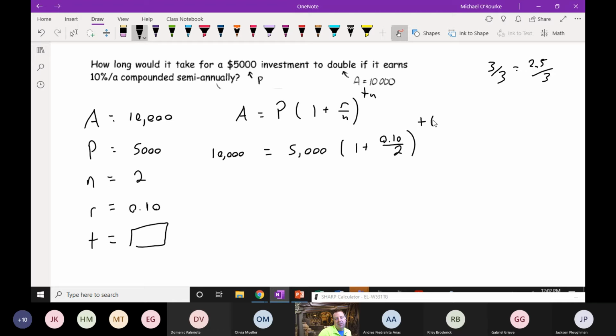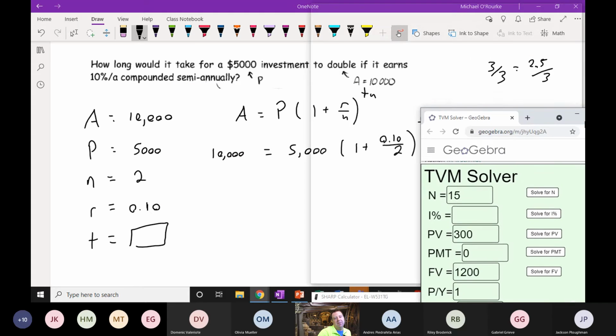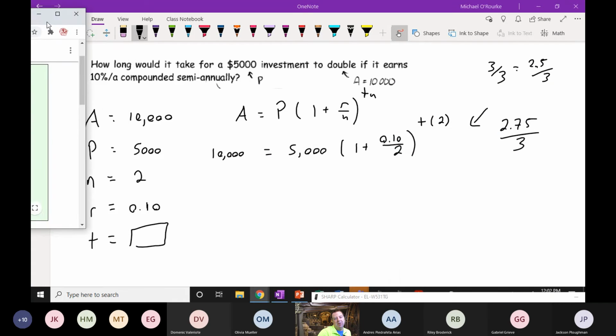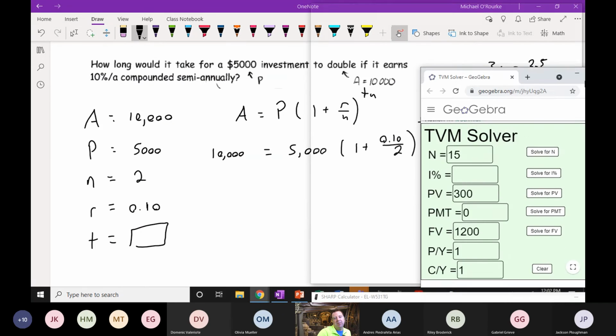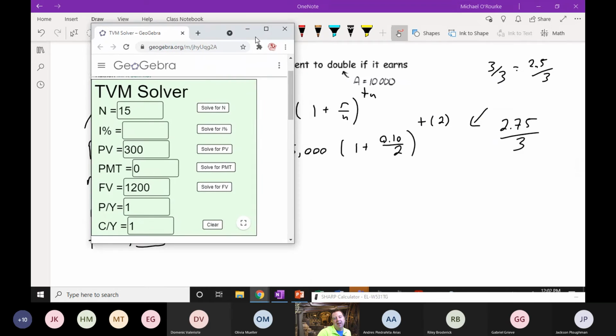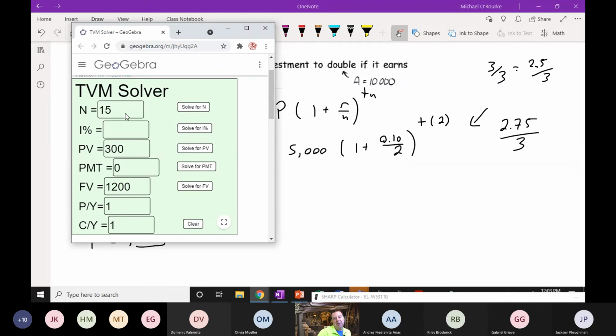And even if you set it up, t times 2, if you set this up like this, you get 2.75 out of 3 on your mark. If you just do this part and then bring over your TVM solver and use that. Okay? So don't think of it as like, oh my God, I'm going to lose so many marks. It's hardly anything.